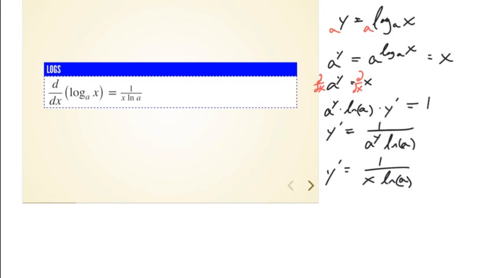Alright, got that one. Now if you think about what the derivative of natural log of x is, it is going to be the same thing, right? But we take the natural log of that base number. But the base number of ln is e. So we're going to get 1 over x ln of e. But ln of e is just 1, so we get 1 over x.